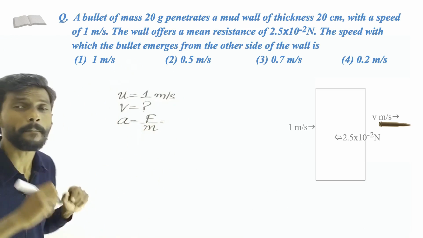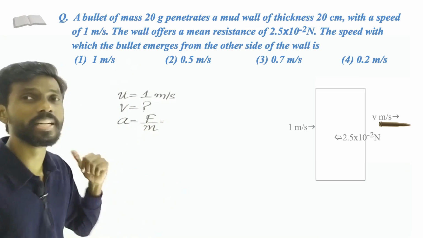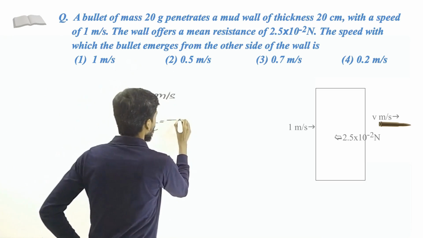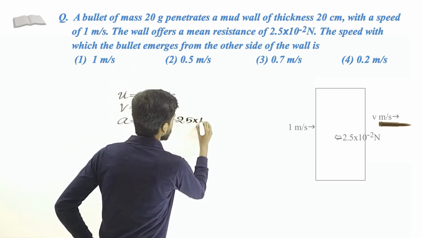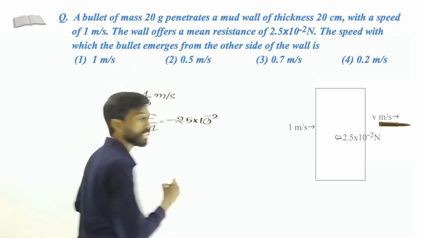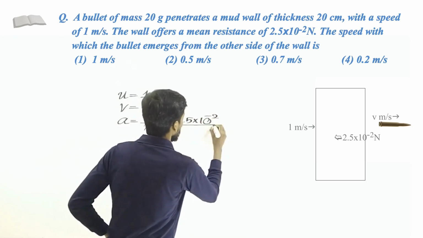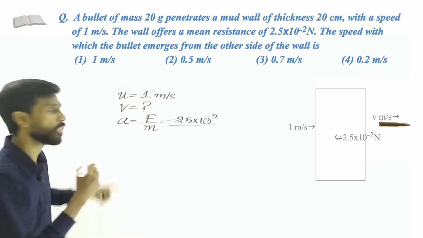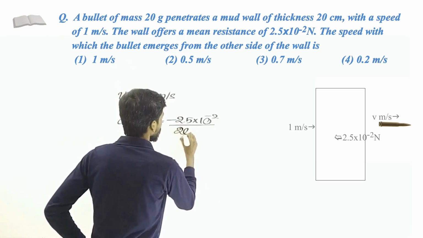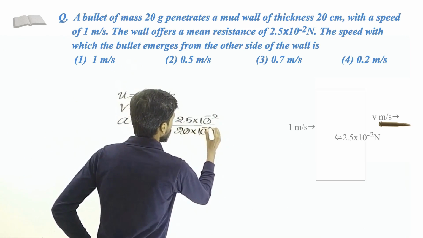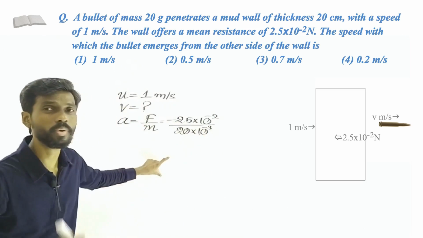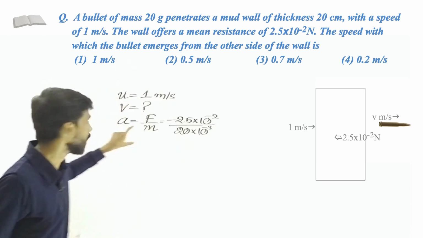That is the force, but the force is in the opposite direction. So minus 2.5 times 10 to the power minus 2. This is the force divided by the mass of the object, the mass of the bullet. That is 20 grams, so multiply by 10 to the power minus 3, because we have to convert this into kilograms. So this is the acceleration of the object.